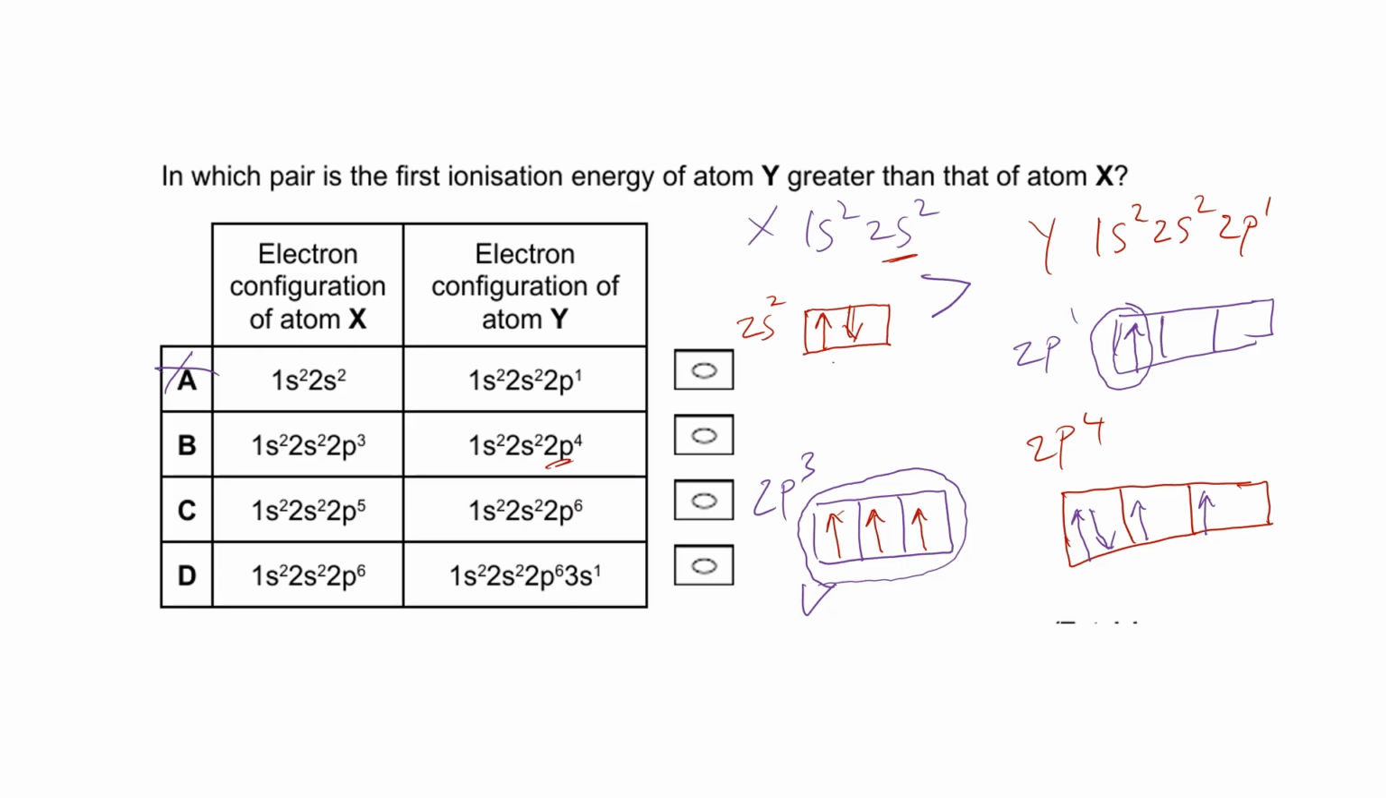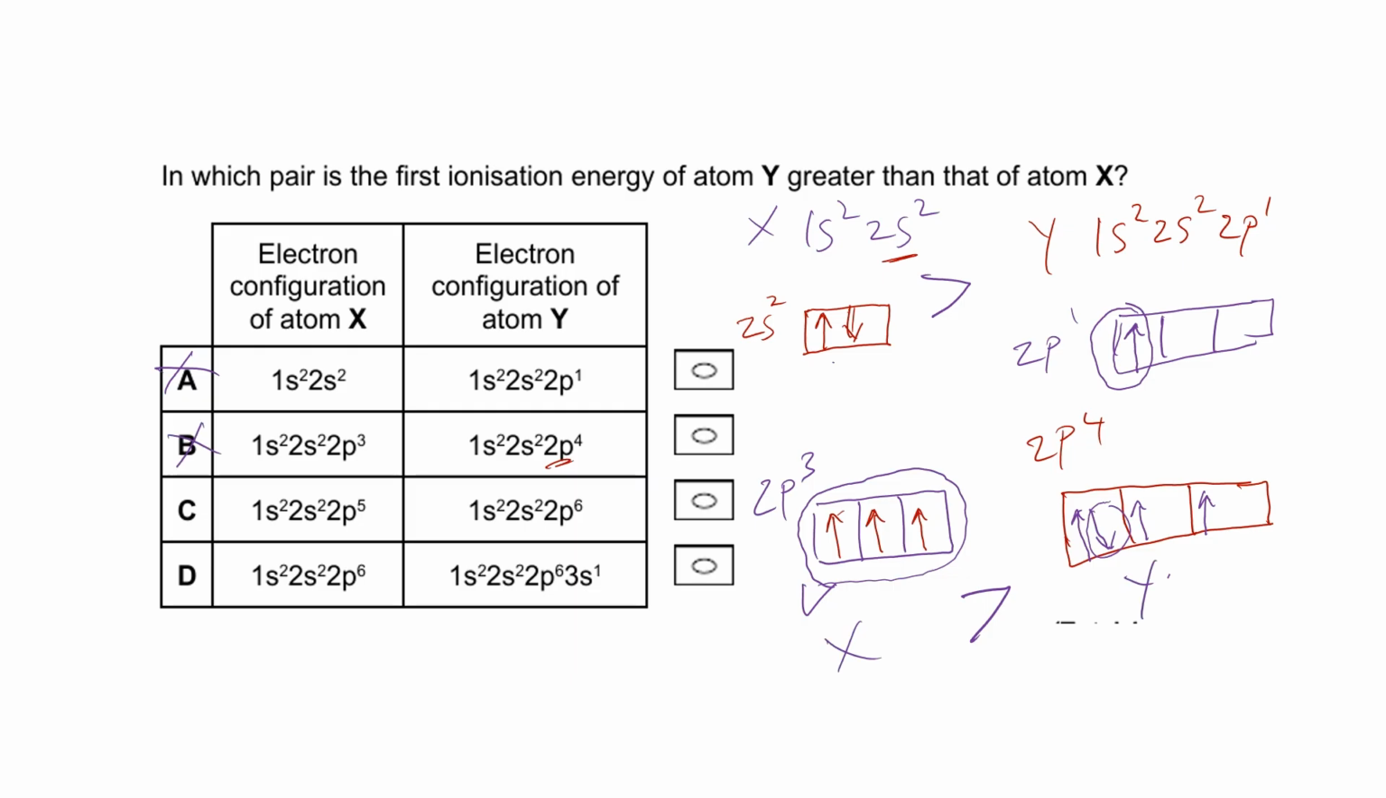But in this case, you have only just 1 pair of electrons here, so it will be easier to remove this electron here. So the ionization energy required here will be lesser than in X. So to say the same thing, X here will be having greater first ionization energy than Y. Okay, so B is not our answer.